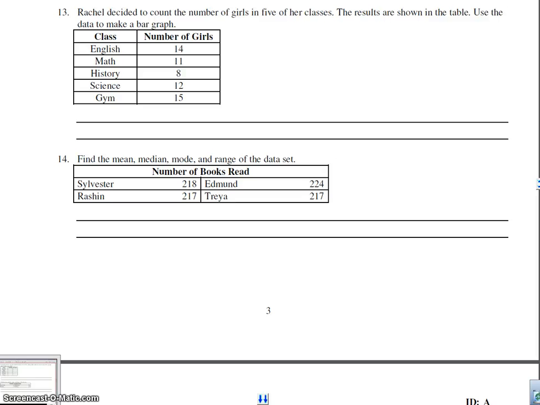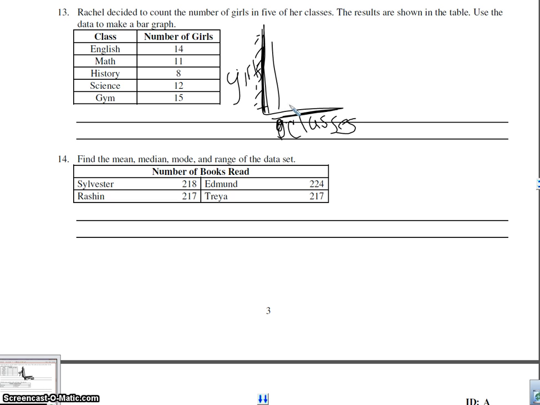All right, question 13. Rachel decided to count the number of girls in 5 of her classes. The results are shown in the table. Use the data to make a bar graph. So you're going to make a bar graph. You'll put classes down here. The reason why you put classes down here is the things on this bar are not numbers. The things on the vertical axis are going to be numbers. So I'm going to have all my numbers up here of girls.